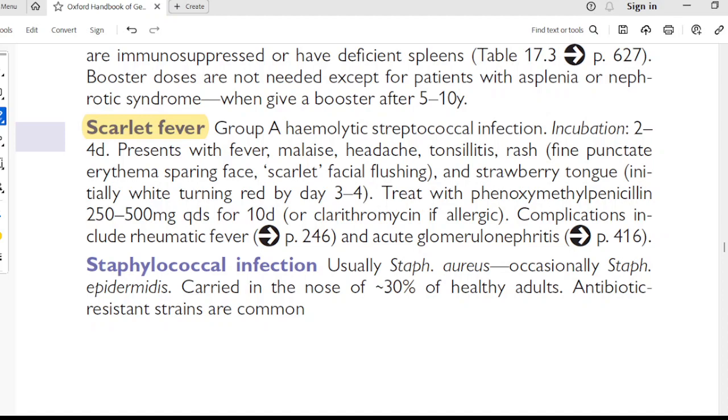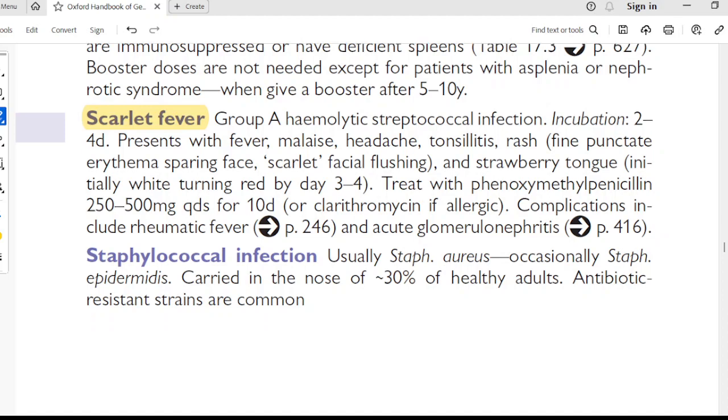Scarlet fever. Group A hemolytic streptococcal infection. Incubation period 2 to 4 days. Presents with fever, malaise, headache, tonsillitis, rash, fine punctate erythema sparing the face, facial flushing, and strawberry tongue, initially white, turning red by day 3 or 4. Treat with phenoxymethylpenicillin 250 or 500 milligrams QDS for 10 days, or clarithromycin if allergic. Complications include rheumatic fever and acute glomerulonephritis.